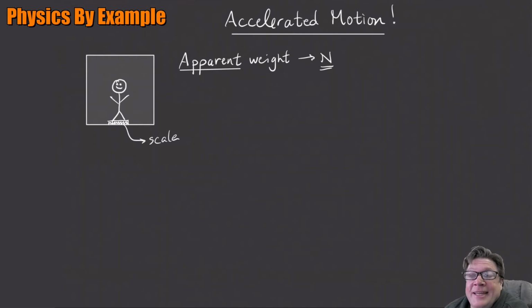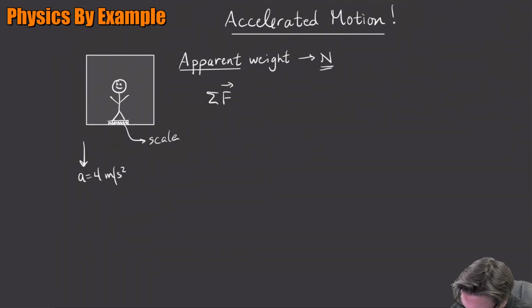All right, so let's say that this elevator is accelerating downwards at 4 meters per second squared. And what we want to do is find out what your reading on the scale is. So we apply Newton's second law, as always. We're going to sum the forces. These are vectors, right? If I sum the forces together, they will equal the mass times how the thing is accelerating.